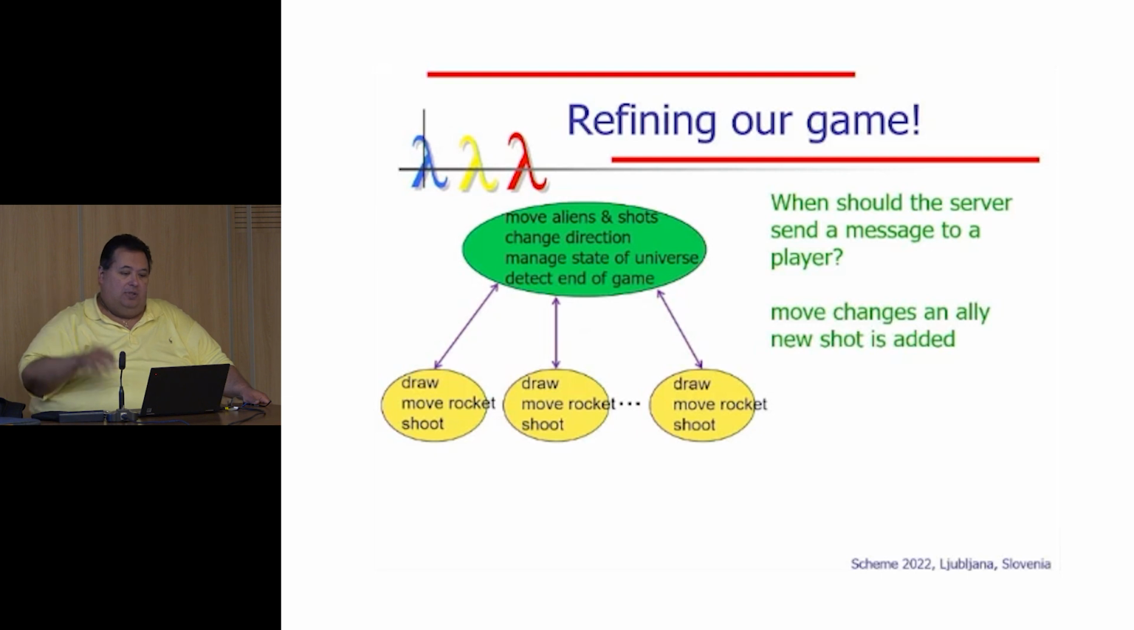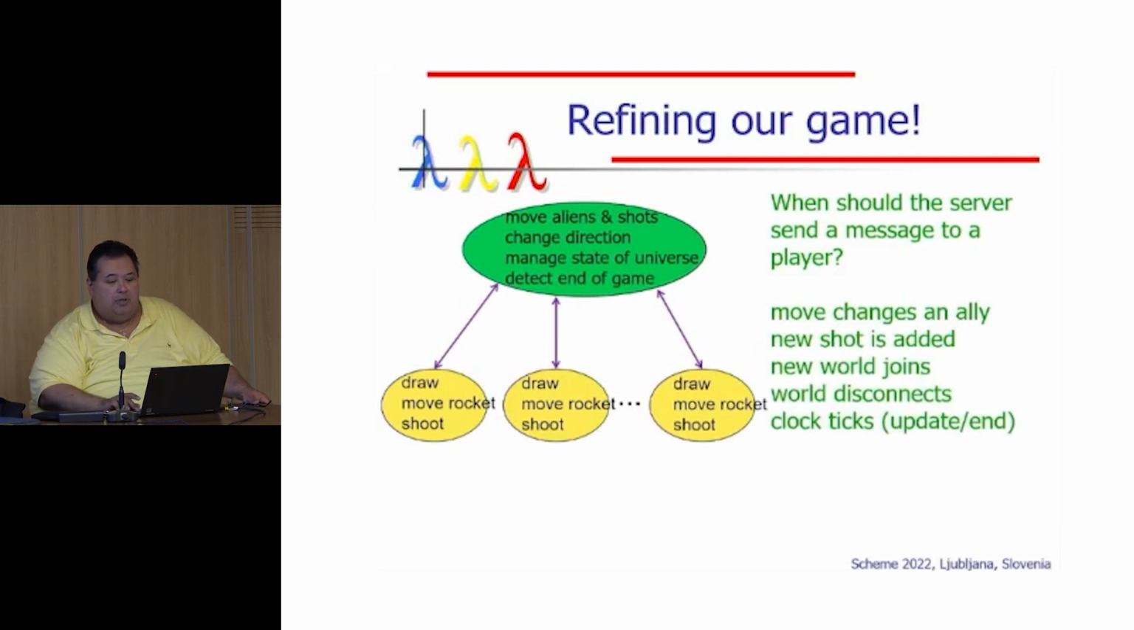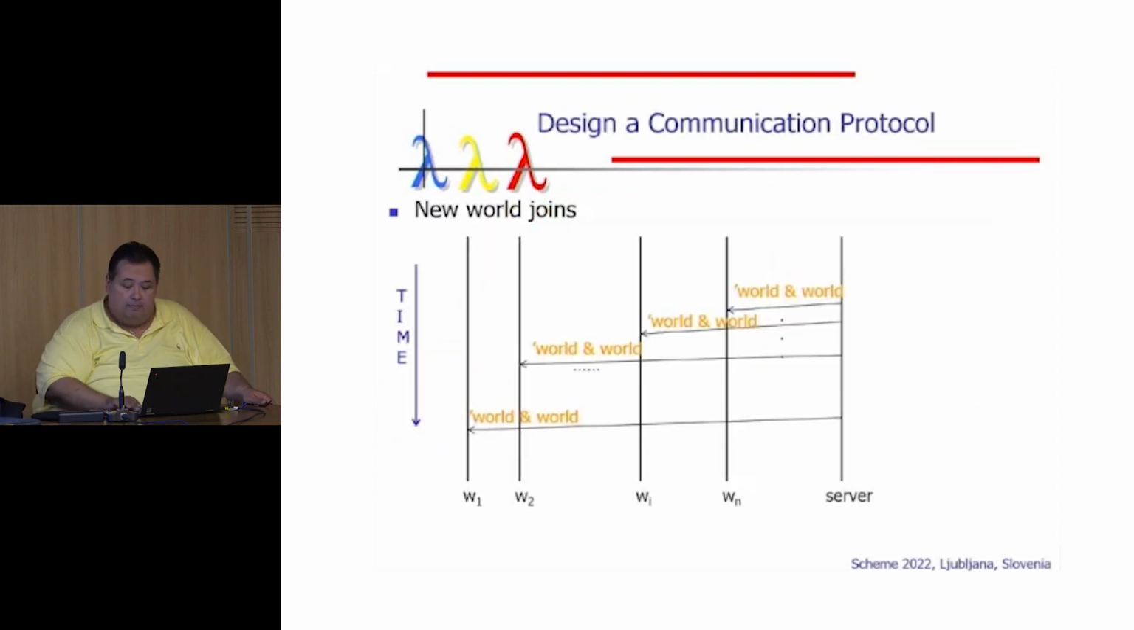So, of course, when something changes in the state, you send a message. We already saw that part. But also, when there's a new player who joins, that means we have a new ally. Update the state, send it out. When the world disconnects, that means we have one fewer ally. Update the state, send it out. And then, of course, when the clock ticks, because everything moves, the aliens move, the rockets move, the direction can change. Okay, and the communication protocols look incredibly simple, right?